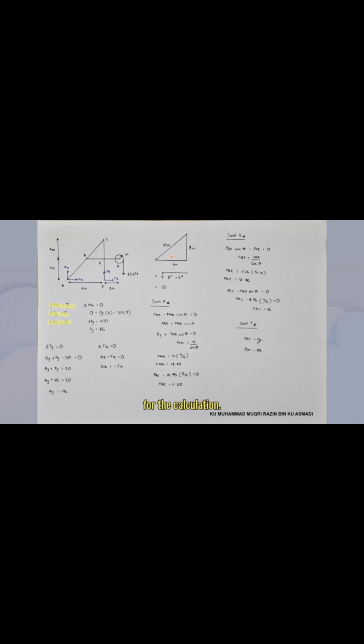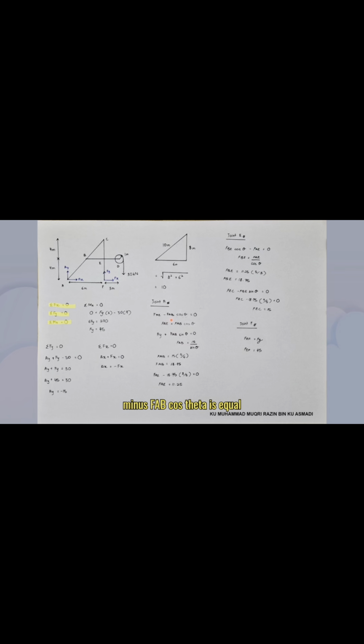So we're going to draw this triangle. The only things given to us are the length, which is 6 meter, and the height, which is 8 meter. So we have to use the Pythagoras theorem: 8 squared plus 6 squared, then the square root, and we get 10. So the sides are 8, 6, 10.